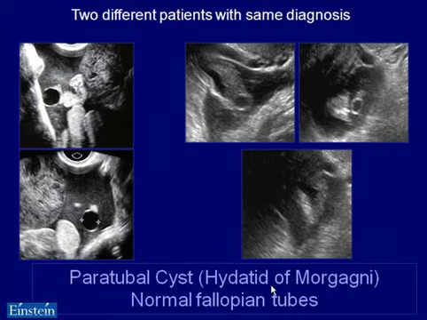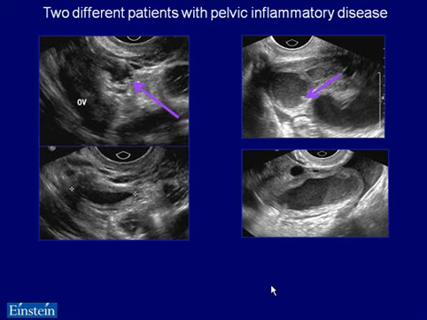These are innocuous findings. On the other hand, the fallopian tubes clearly can become abnormal and should be appreciated as such when that happens. These are two patients with pelvic inflammatory disease, and in these situations, the tubes are very thick-walled, there are fluid debris levels.